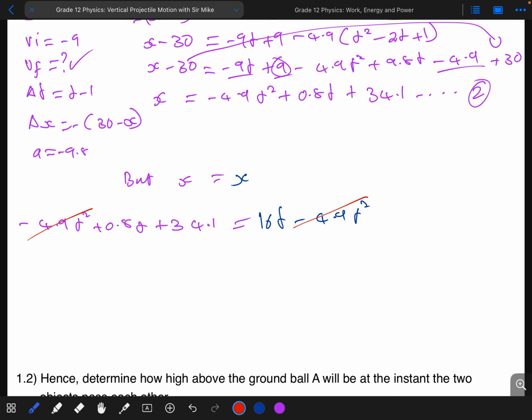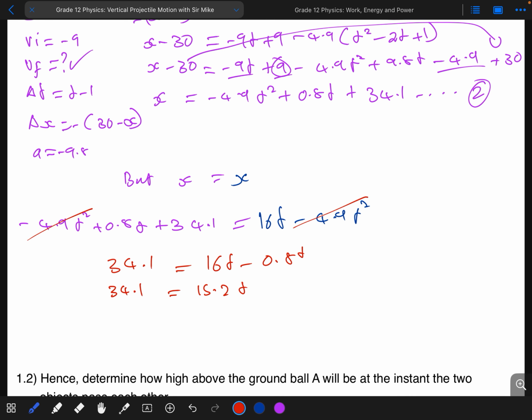So what I'm going to do is collect like terms. I'm going to take this one to the other side. So I simply have 34.1 equals 16t minus 0.8t. So what I have there is 34.1 equals 15.2t.